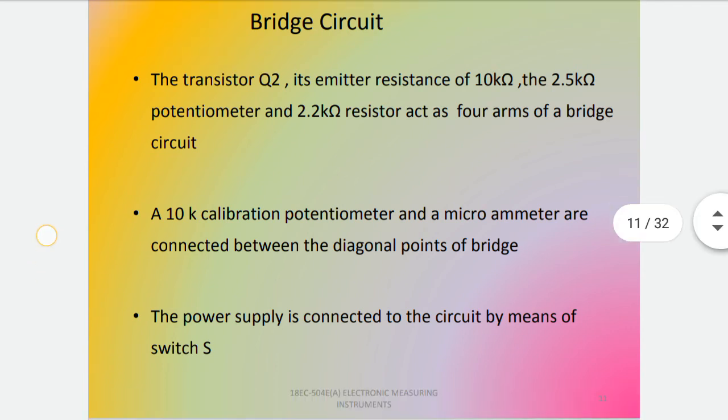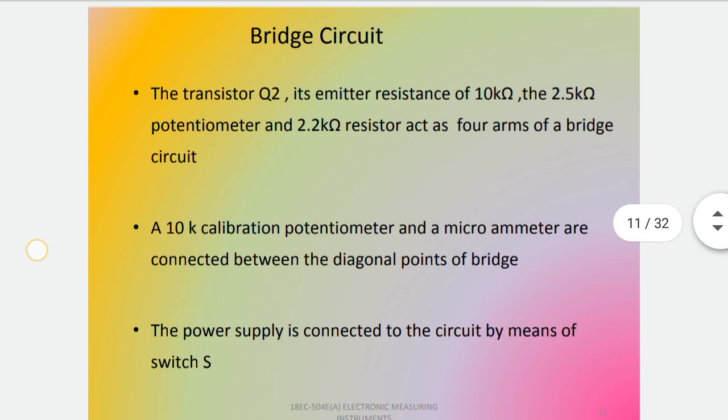Coming to the bridge circuit, the bipolar junction transistor Q2 along with resistors R1, R2 and R3 forms a bridge circuit. That means Q2 and its emitter resistance 10 kilo ohm, a 2.5 kilo ohm potentiometer and a 2.2 kilo ohm resistor act as the 4 arms of a bridge circuit. You already know that a bridge is a form of 4 resistors connected to each other, which is called the bridge.